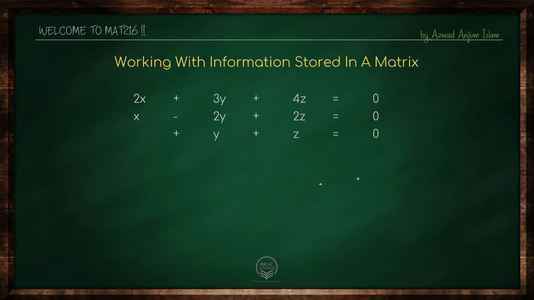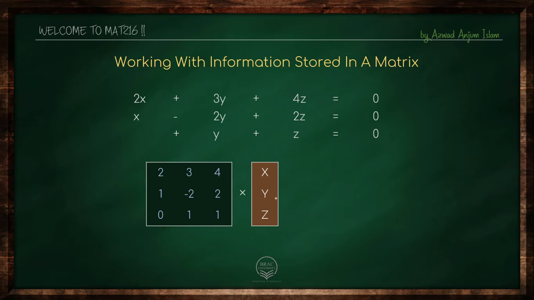These 3 equations, this whole system, can be stored in a matrix. So let's look at this matrix. The first column here stores the coefficients of the x variable. So we have 2 from the first equation, 1 from the second equation, 0 from the third equation. Similarly, for the y coefficients, we have the second column: 3, minus 2 and 1. For z, we have the third column: 4, 2 and 1.